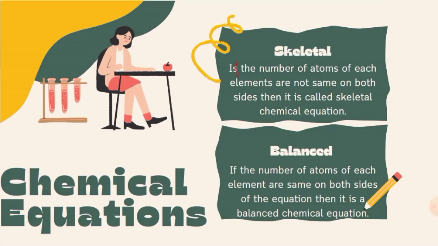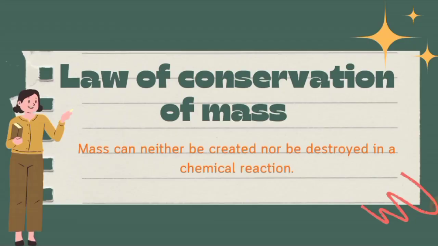Now what is a balanced chemical equation? If the number of atoms of each element is the same on both sides of the chemical equation, then we can call it a balanced chemical equation. It is very essential for us to keep the chemical equation in balanced form. Why should we balance them? You will be thinking. Because if it is not balanced, it will violate the law of conservation of mass.